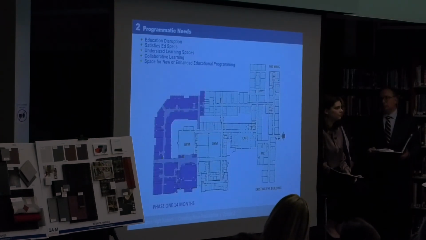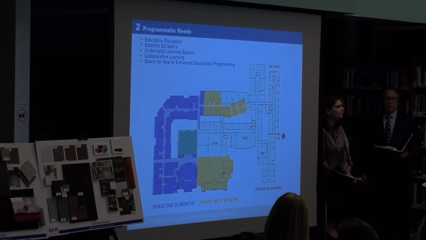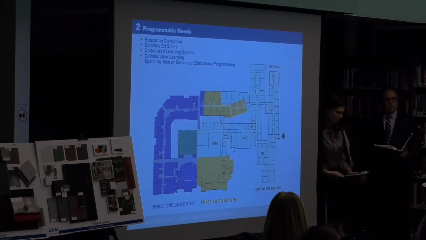Next. So phasing. Rusty talked a lot about phasing. I think you understand it. We're going to build that L-shaped academic addition first. That's the first phase. We move all the kids into that space. Then we start doing renovation. The three phases are defined on the bottom. That first phase is 14 months. Phase two is 8 months.